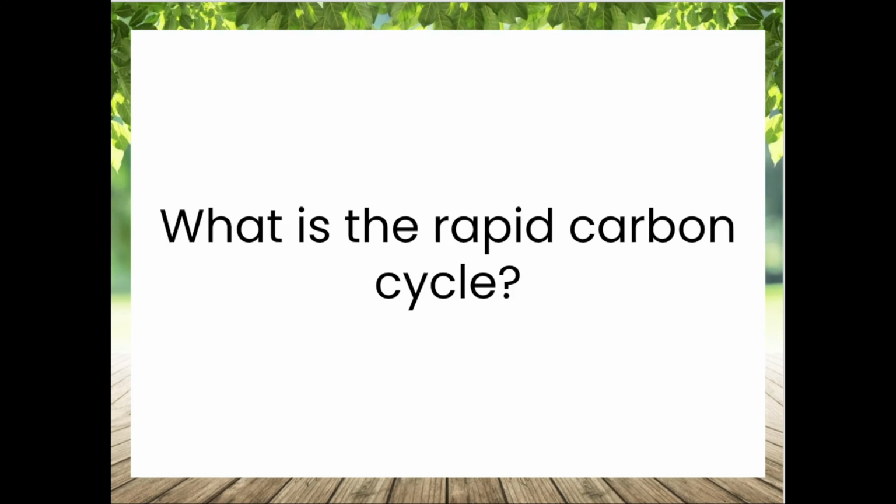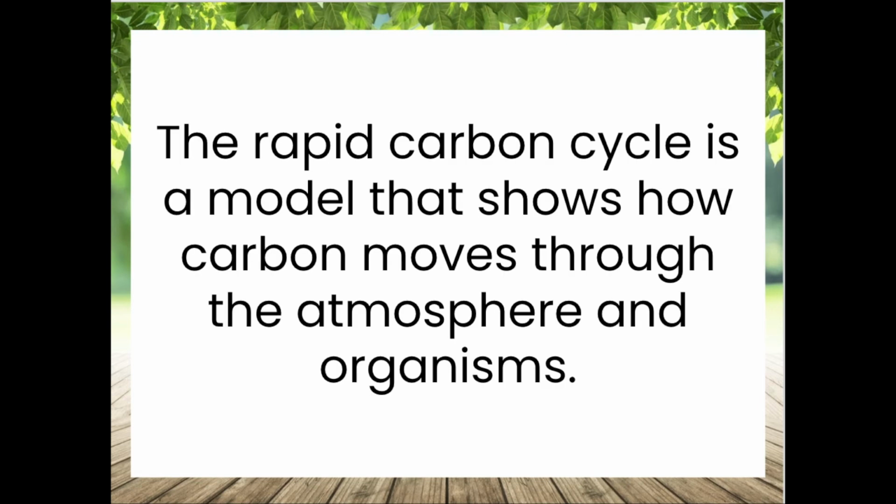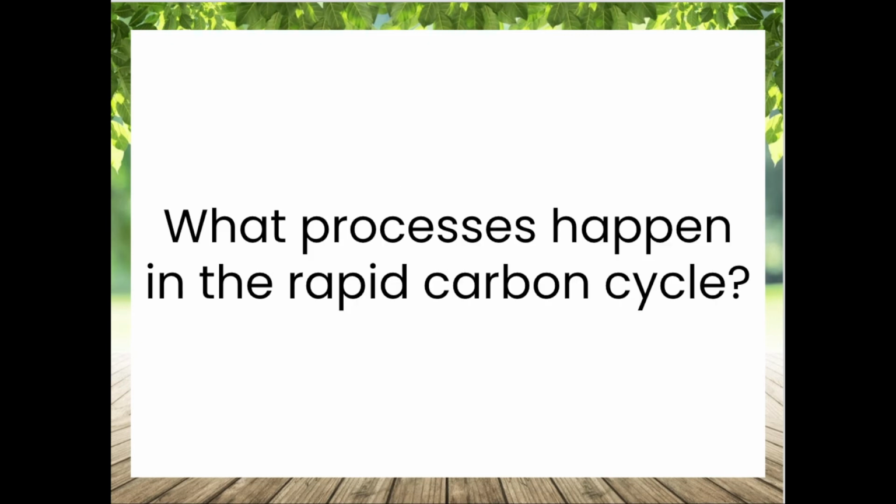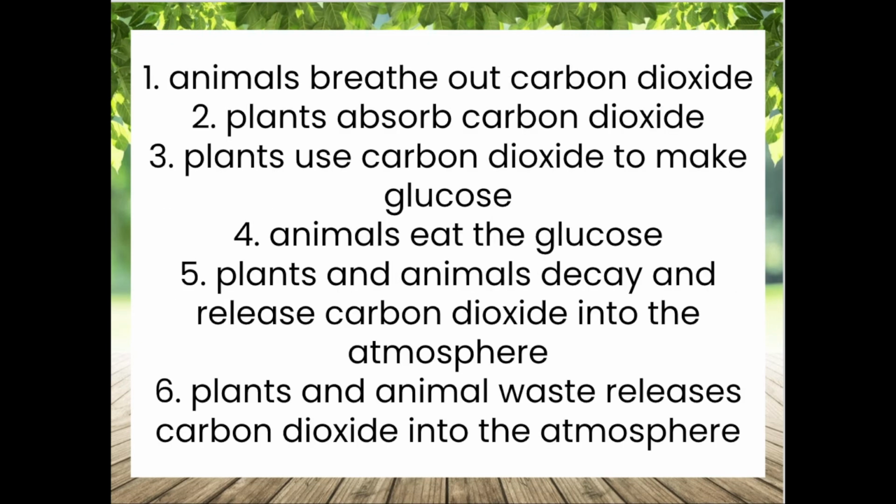What is the rapid carbon cycle? The rapid carbon cycle is a model that shows how carbon moves through the atmosphere and organisms. What processes happen in the rapid carbon cycle? 1. Animals breathe out carbon dioxide. 2. Plants absorb carbon dioxide. 3. Plants use carbon dioxide to make glucose. 4. Animals eat the glucose. 5. Plants and animals decay and release carbon dioxide into the atmosphere. 6. Plant and animal waste releases carbon dioxide into the atmosphere.